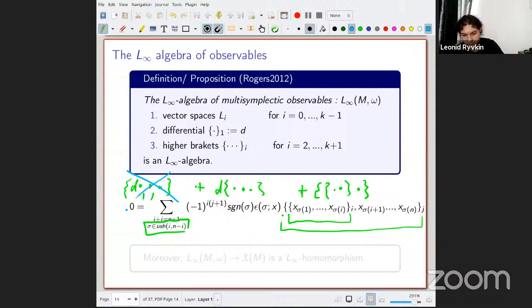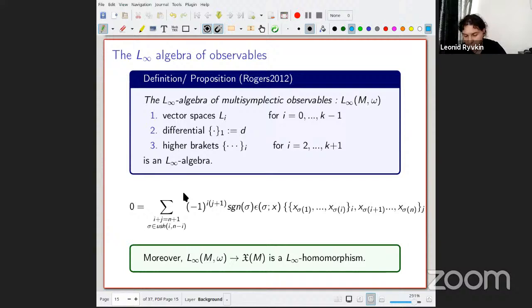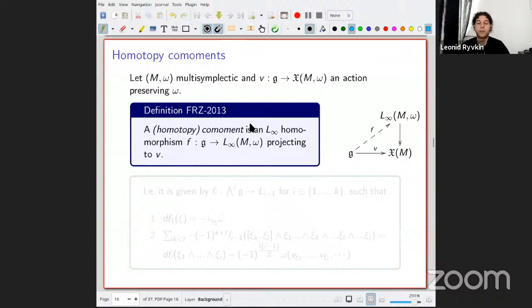So Chris Rogers found this L-infinity algebra for multisymplectic manifolds, and also an L-infinity morphism into the vector fields, which is surjective onto the Hamiltonian vector fields. Now, this gives us the possibility to simply define homotopy comoments, as done by Fregier, Rogers, and Zambon in 2013, as an L-infinity morphism to this L-infinity algebra that lifts the infinitesimal action. So this is the algebra we just defined, which is part of the de Rham complex. And we say that a comoment is an L-infinity morphism.